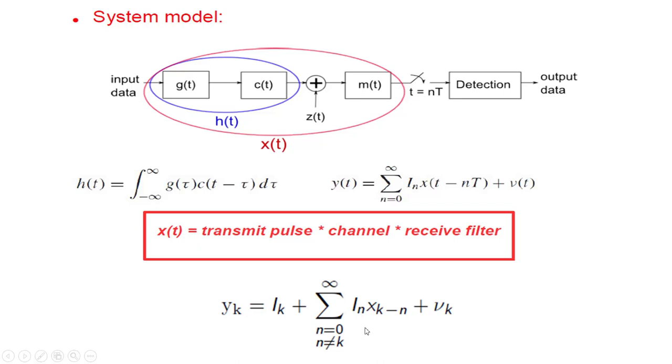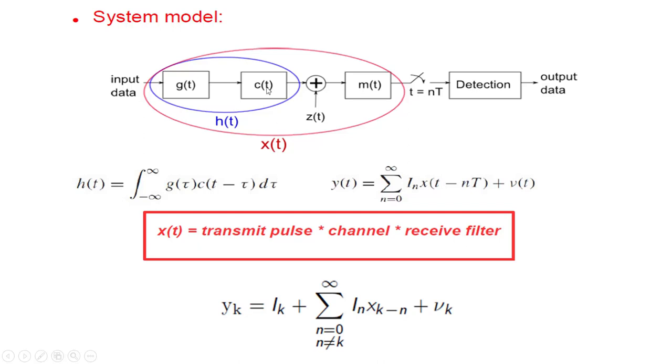Now the problem at hand is to remove this ISI. We know that if we select the raised cosine pulses, we will be able to get the Nyquist criteria for zero ISI satisfied, and we can make this term zero. But that is only in the case when the channel is constant, that means the channel is not varying. But in all practical cases, the channel is random, the channel is time varying.